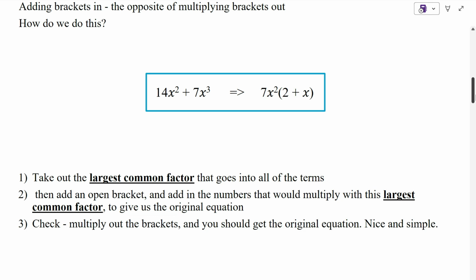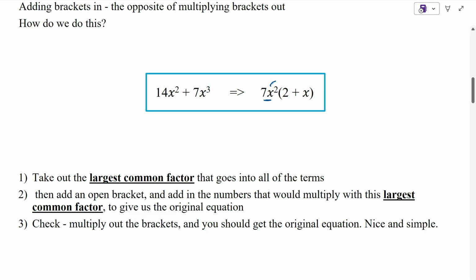So how do we do this? First, we start off with taking out the largest common factor that goes into all of the terms. Here, 7 goes into both of these coefficients. x squared is the maximum that will go into these two here. So that becomes our common factor. Then we add an open bracket and we write in the numbers that multiply with this common factor to give us the original equation. So 7x squared times 2 gives us 14x squared. And 7x squared multiplied by x gives us 7x cubed.